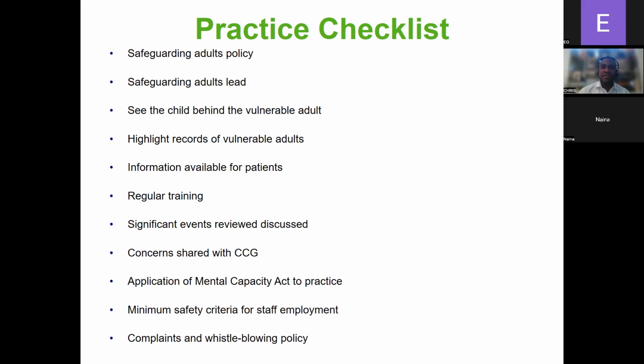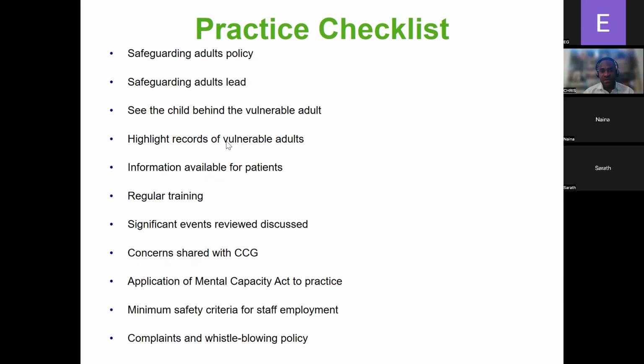Then see the child behind the vulnerable adults. When people are vulnerable, sometimes they behave like children. They don't behave like adults. Sometimes their sense of maturity is gone. They begin to think like children. And that is why you as the healthcare worker must be able to take relevant decisions that help them. So you have to see the child behind the vulnerable adults.